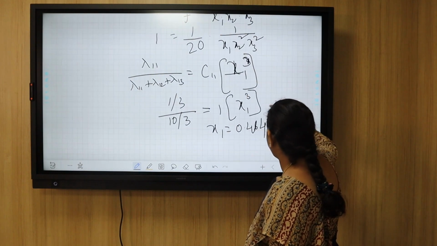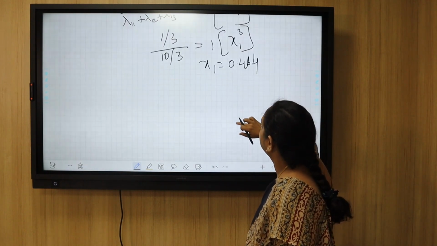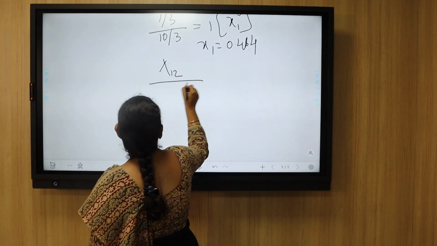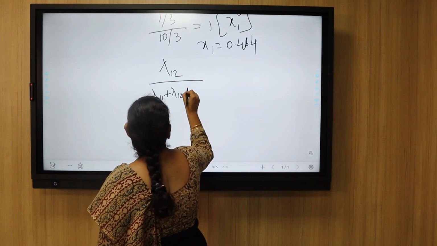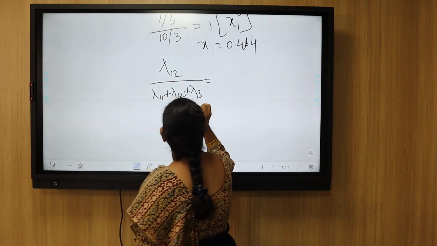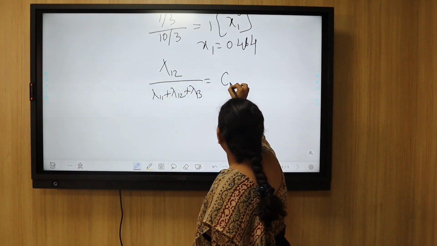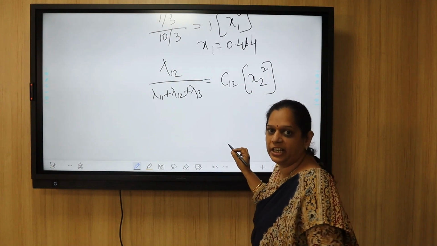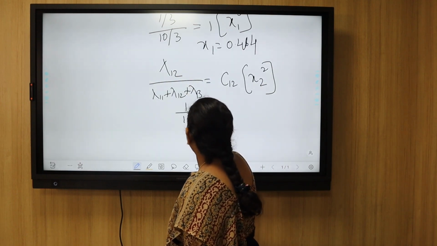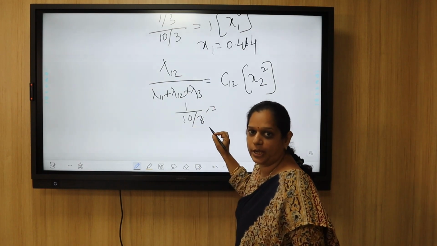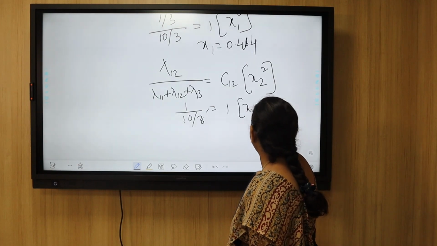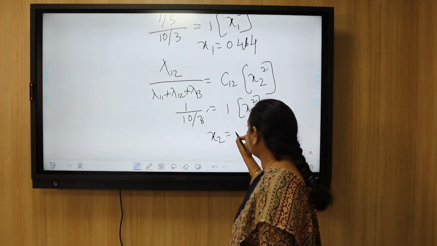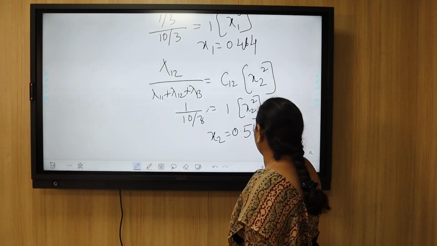Now we are coming for the next one. So the next equation is lambda 12 by lambda 11 plus lambda 12 plus lambda 13 equal to, the next equation has given us C12 into x2 whole square. So now we will find the x2. Lambda 12 is 1 by 10 by 3, that equal to C12 which is 1 into x2 square. By solving this you got x2 as 0.547. Okay, is it clear?